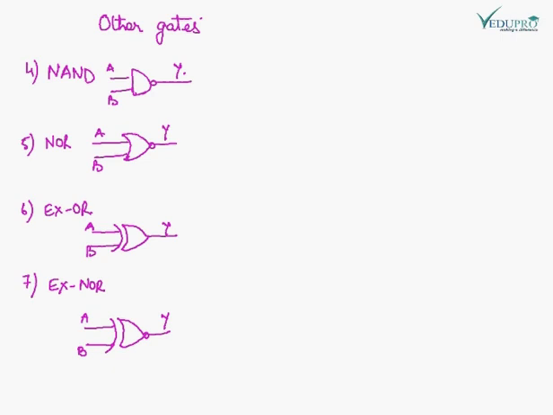These are some other gates. NAND gate, the symbol is this. NOR gate, it is an OR gate with a NOT, a bubble here. This is an AND gate with a bubble here. XOR gate and XNOR gate. Now we will see the truth table of these gates.